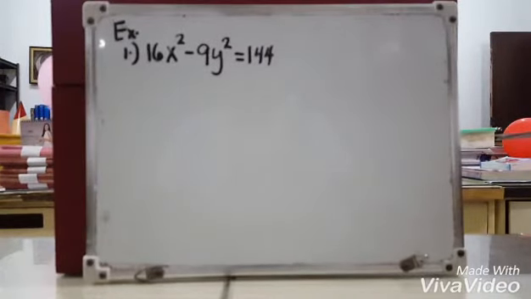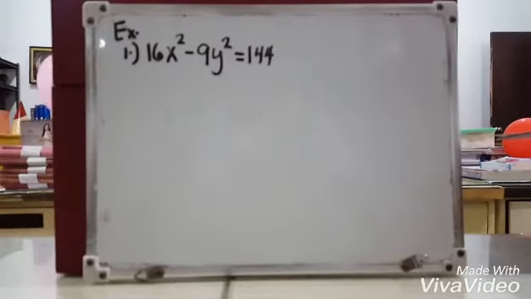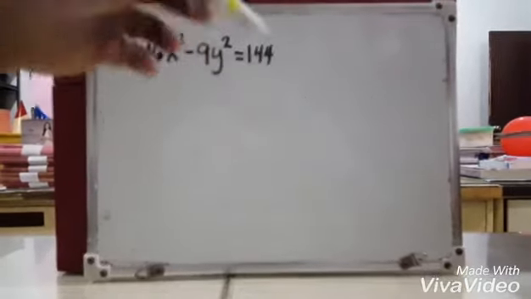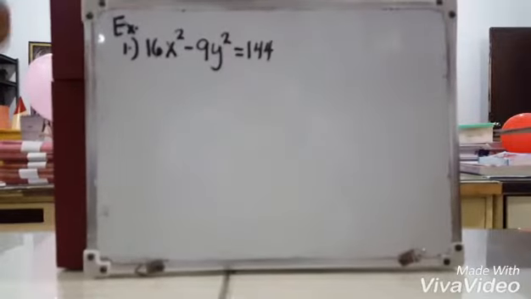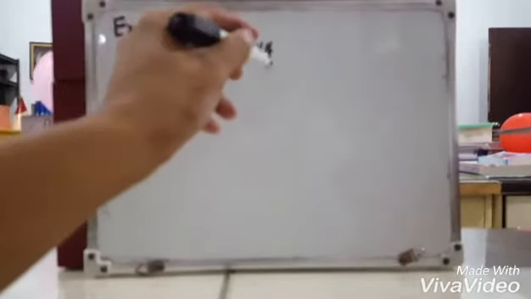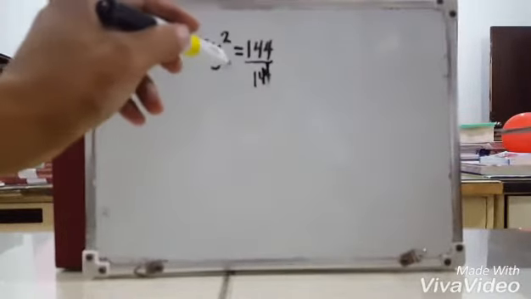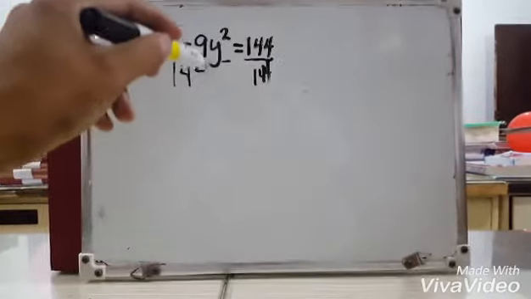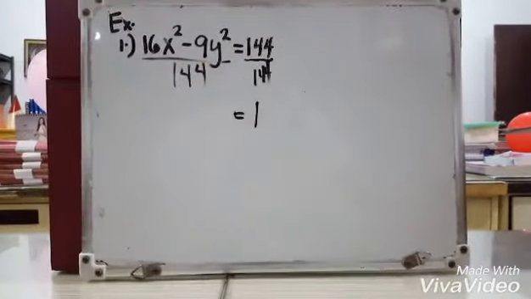You're given 16x squared minus 9y squared is equal to 144. First thing we will do is change this into its standard form. Take note, in the standard form, the other side must be equal to 1. Just like what we did in ellipse, we just have to divide both sides by 144. After dividing, the other side will now be equal to 1.